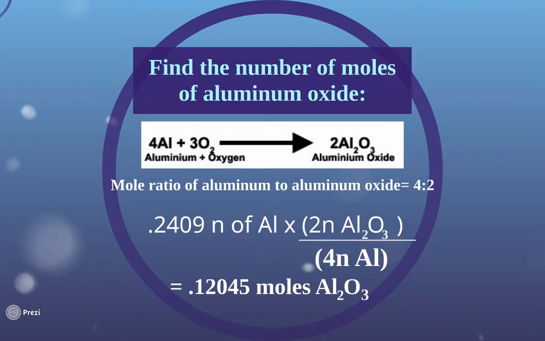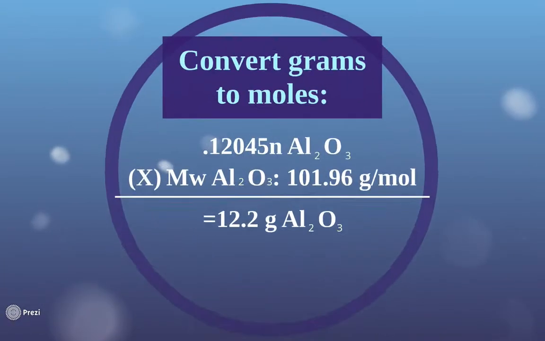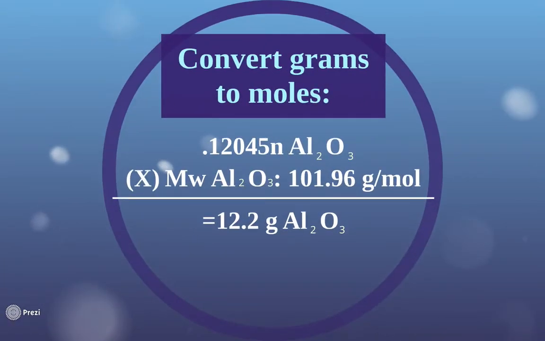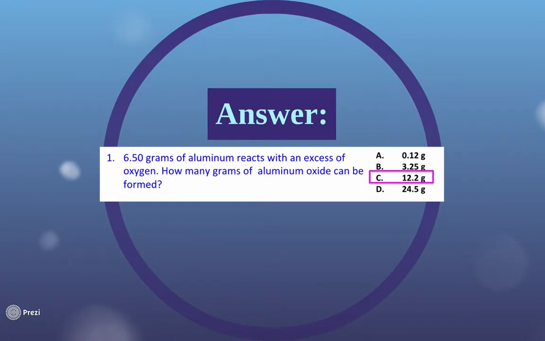Now, we will convert these moles to grams. To convert moles to grams, you multiply the moles by the molecular weight. This gives us 12.2 grams of aluminum oxide. Therefore, your answer is choice C.